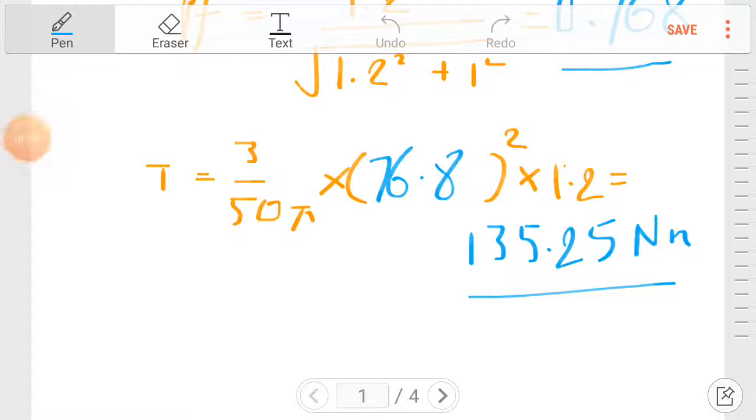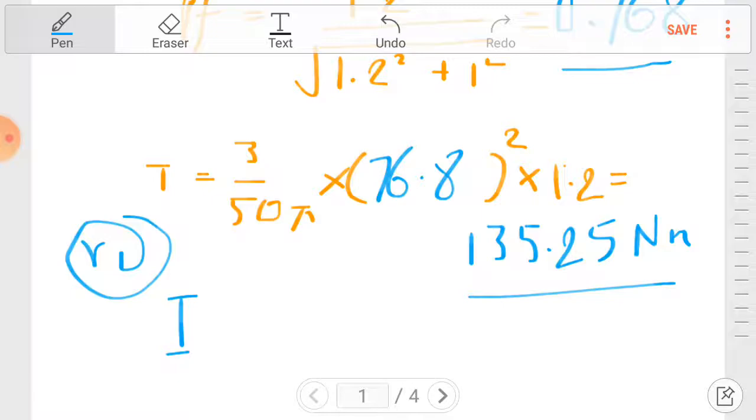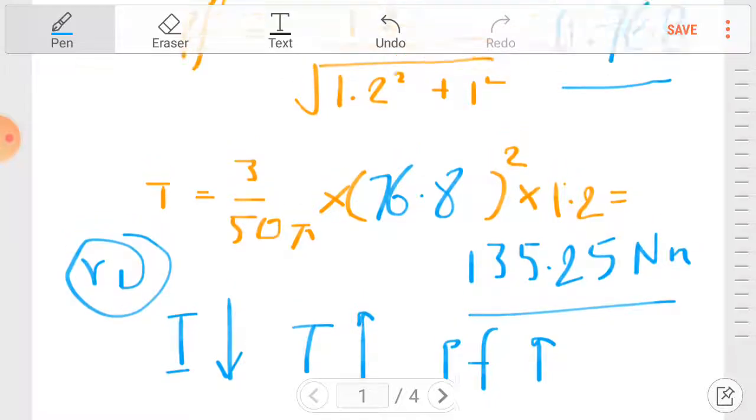So it is concluded that after inserting the rotor resistance R2 or increasing the rotor resistance, what is happening here? Current is reduced and torque is increased and power factor is also improved from 0.196 to 0.768.